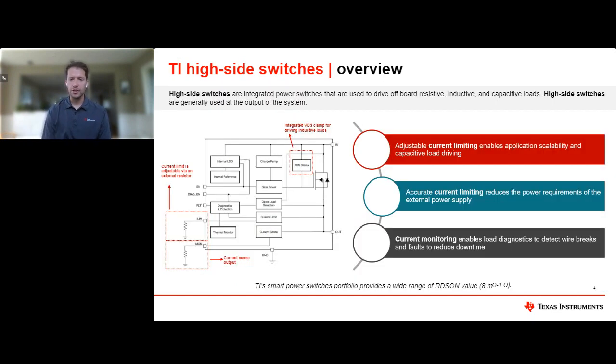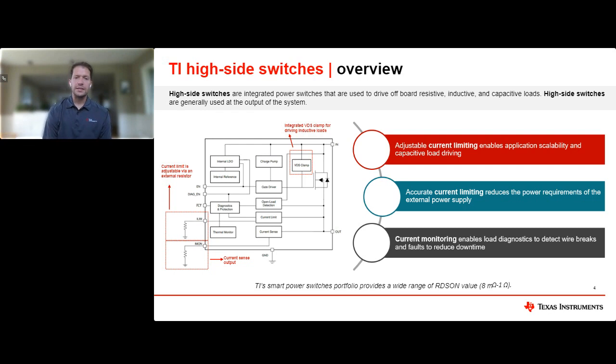So going into some more details on TI's high side switch portfolio. These are really integrated power switches, which are used to drive off-board resistive, inductive, and capacitive loads. And they're generally used at the output of the system. The main reason why they're used at the output of the system is they have an integrated VDS clamp, which helps to clamp the voltage at the output if there's ever an inductive kickback. So what the device does is it helps to clamp the negative voltage, it turns on our MOSFET, and then dissipates the inductive energy through the MOSFET.